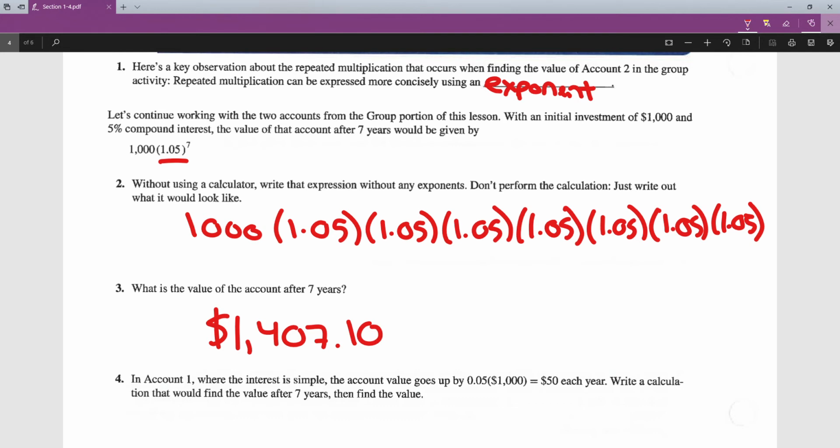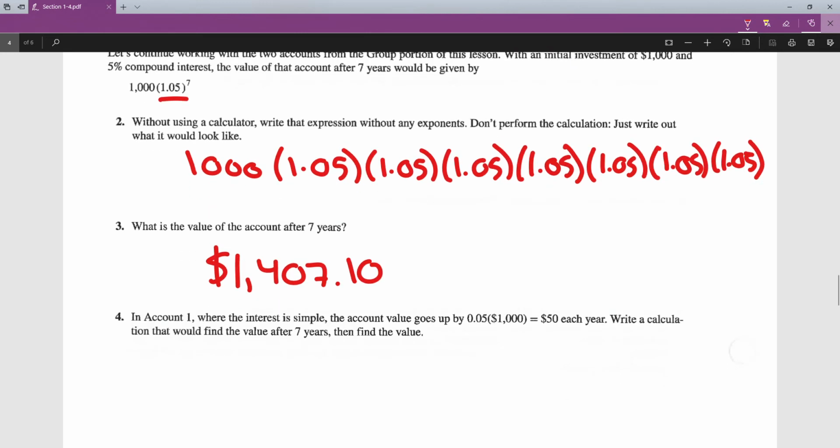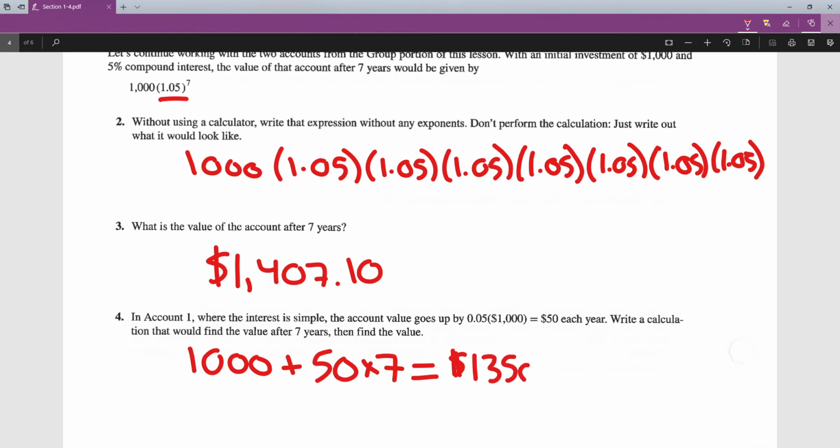Number 4 says in account 1, where the interest is simple, the account value goes up by 0.05 times 1,000 or $50 each year. Write a calculation that would find the value after 7 years, then actually find the value. I'm still starting with $1,000. But now I'm adding $50 per year for how many years? 7. So 50 times 7. Either throw that into your calculator or do it by hand. Your value for the simple interest for this account would be $1,350.